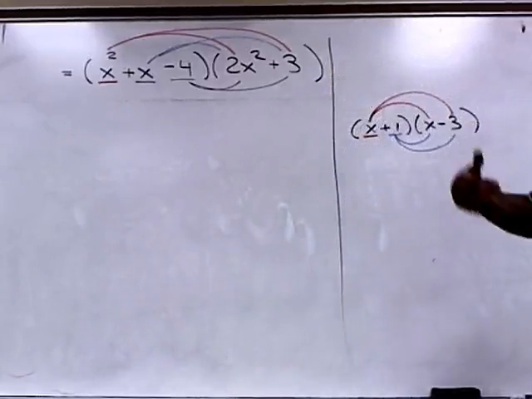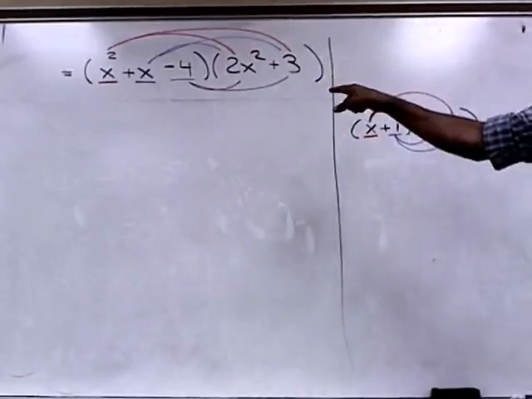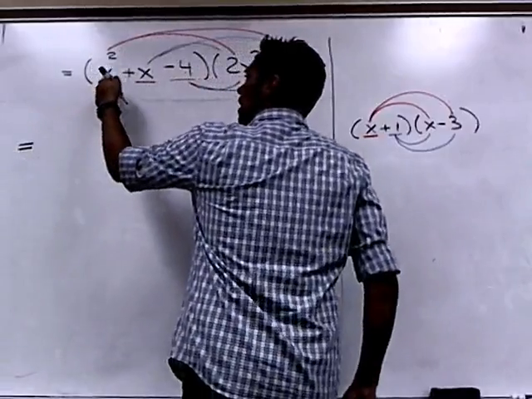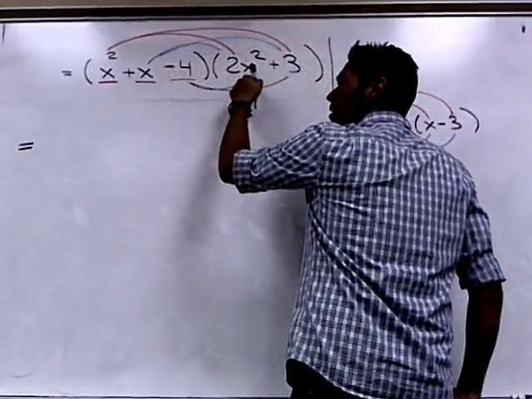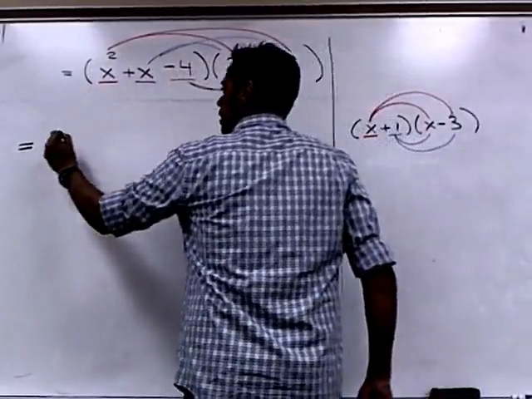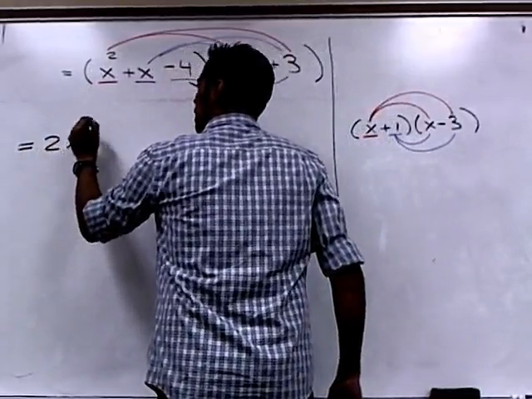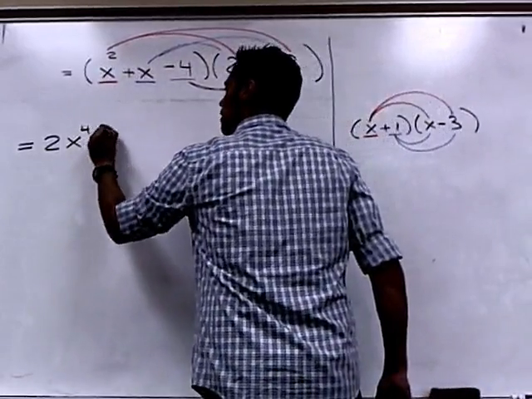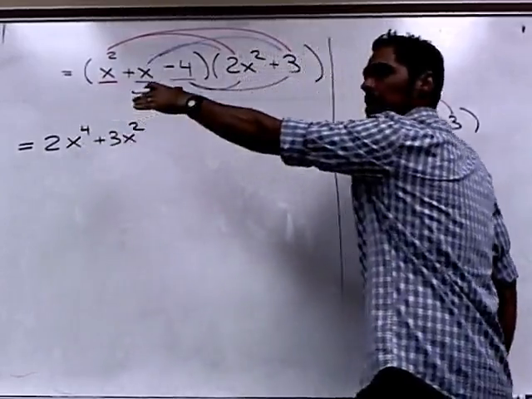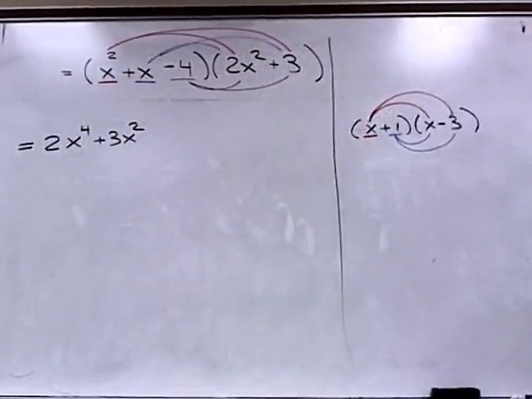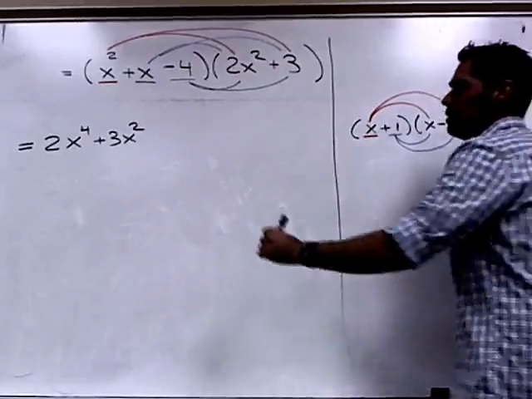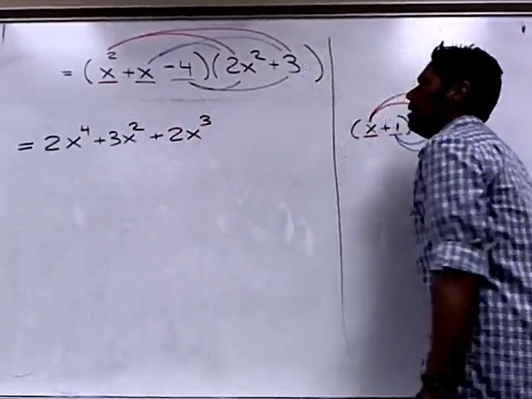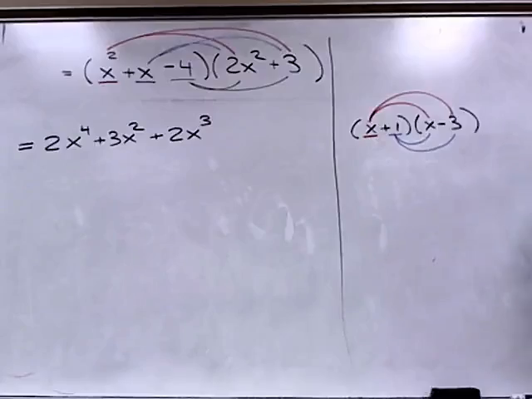So let's go ahead and expand this out. This is called foiling, that's called expanding. So let's expand this. We do the x squared times the 2x squared. What's that? 2x to the 4th. Then we do x squared times 3, plus 3x squared. Okay, I've done the red part. Now the blue part. x times 2x squared, 2x cubed. x times 3, 3x.